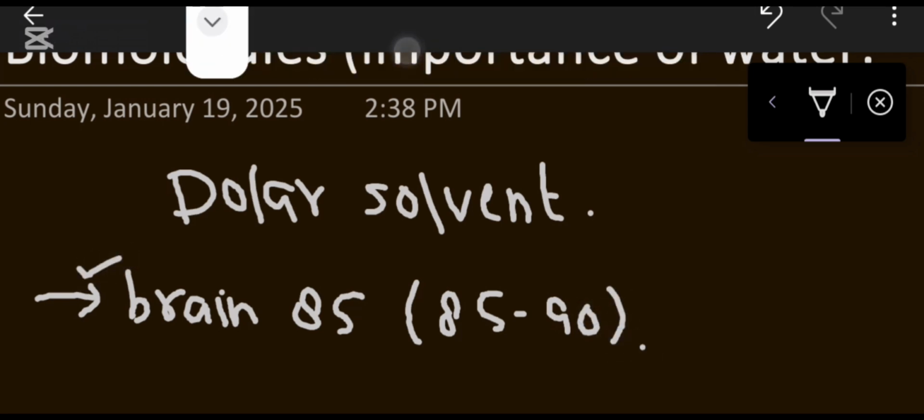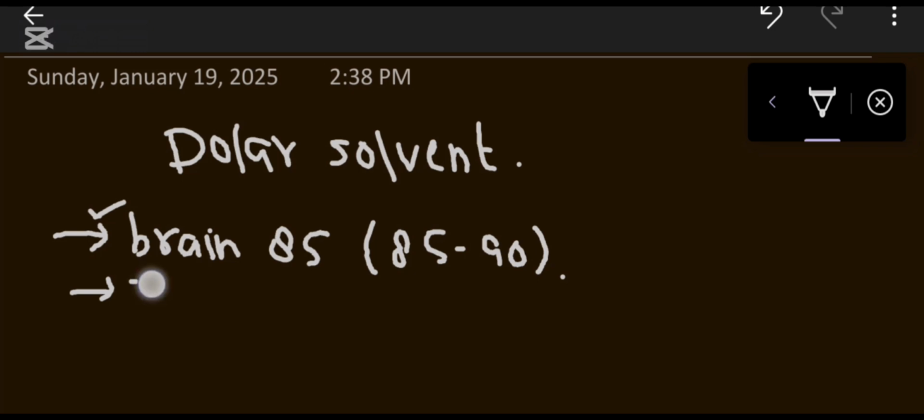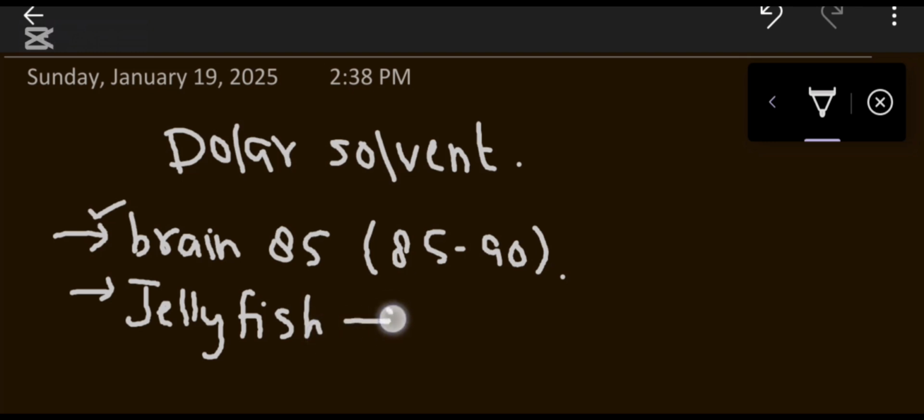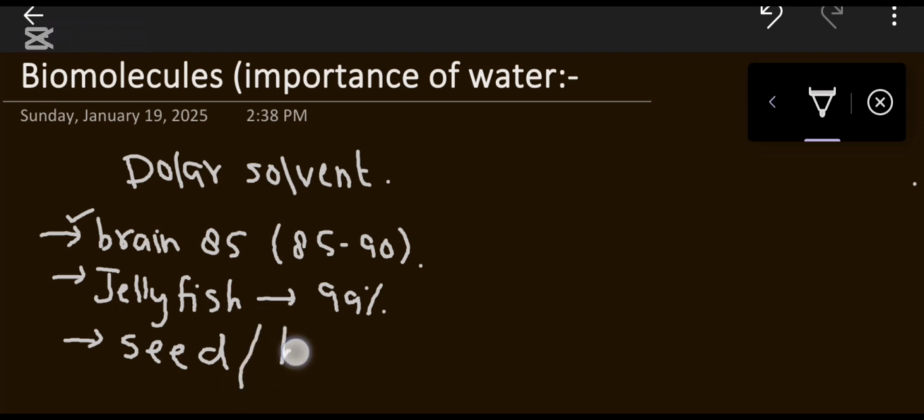This question can be asked. After that we have the second, which is jellyfish. The percentage of water in the jellyfish is so high, which is 99%. Then thirdly, the percentage of water in seeds or bone. This question has been asked in the past papers of MDK. So in seeds and bones, the percentage of water is 20%. Now in the organism, water is present at approximately 70%.